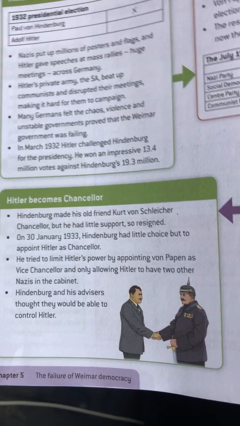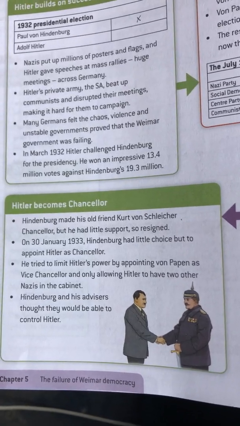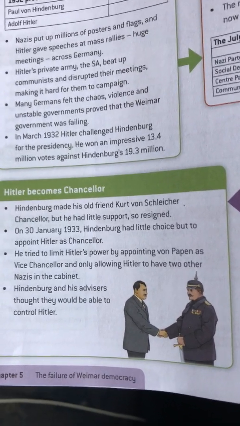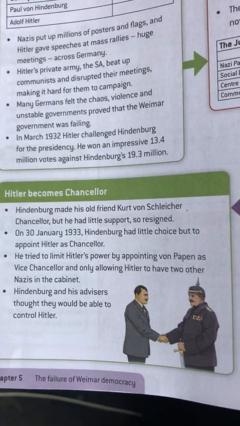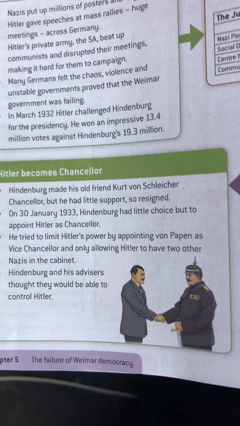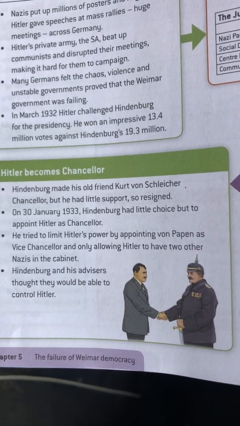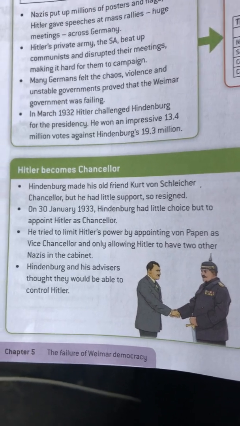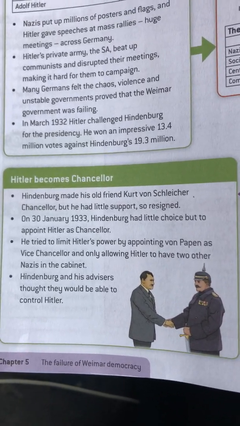Again, Hindenburg tried to limit Hitler's power by only giving him 2 other Nazis in the German cabinet, so the cabinet are the key politicians responsible for ruling the country, and that was done to try and limit Hitler's influence in the hope that they could control Hitler and use his popularity to gain support from the government without giving Hitler any real power.